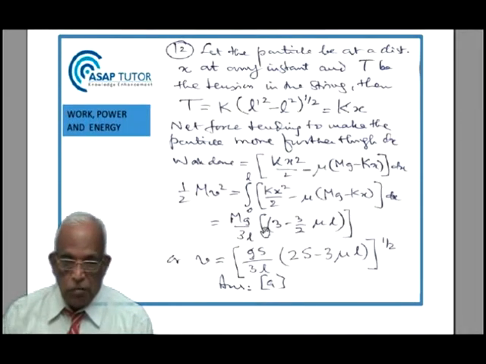So this integrates out to mg by 3l (3s minus 3 by 2 mu l), or v will be equal to, transposing, you get (gs by 3l (2s minus 3 mu l)) raised to half, and then the answer will be A.